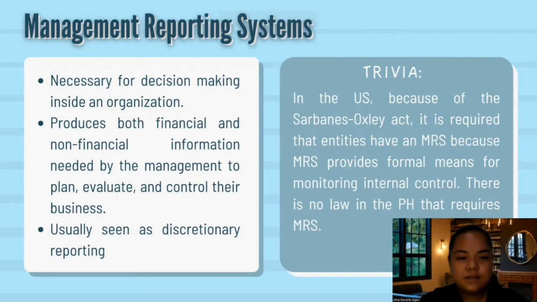Management reporting system. It is needed for decision making inside an organization. It produces both financial and non-financial information needed by the management to plan, evaluate, and control their business. That's why it is typically a basis for management decisions. It is usually seen as a discretionary reporting, meaning it is optional or flexible depending on what is needed and depending on the organization itself.